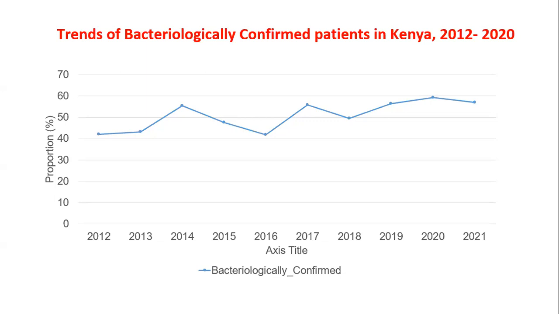So this indicates the trend of bacteriologically confirmed cases. Initially, we were low, and as we have more sensitive tools to investigate and diagnose TB, that is in the form of GeneXpert, we are now having a higher proportion of TB cases confirmed bacteriologically, as opposed to initially when we used to have clinical diagnosis more than bacteriologically confirmed TB cases.